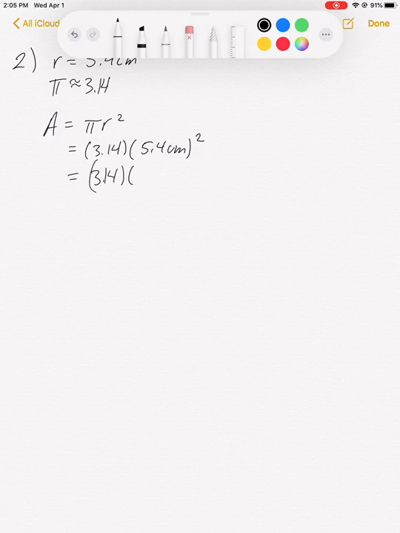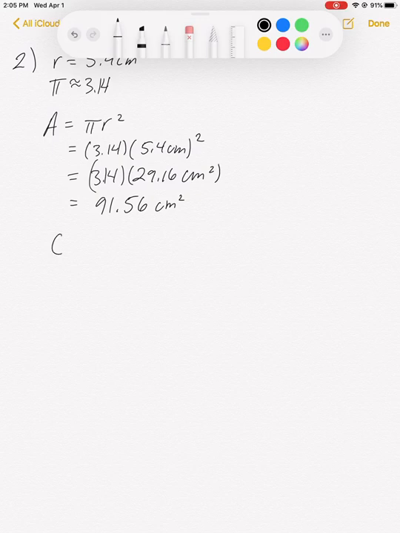You get 29.16 centimeters squared. When I multiply that by 3.14, I get about 91.56 centimeters squared. So that's the area.